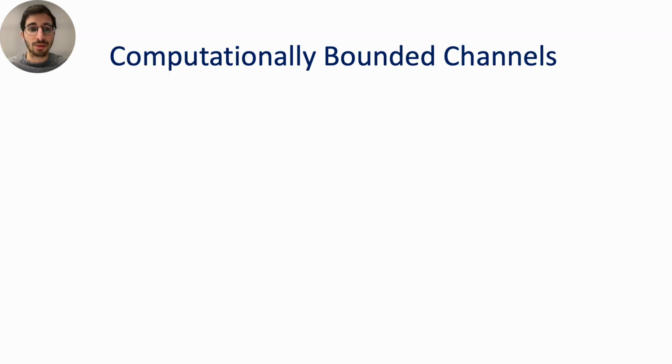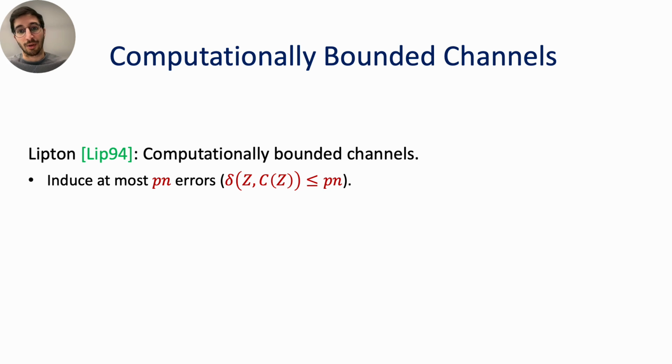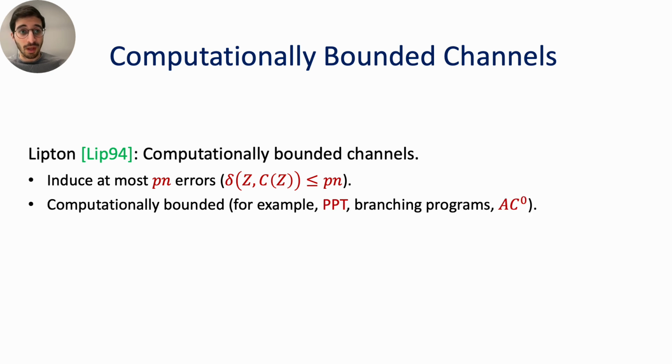However, it makes sense also to consider intermediate classes of channels, or a relaxation of the information theoretic adversary, and by this I mean computationally bounded channels. And in fact, Lipton himself already considered such channels that have two limitations. The first is that they are going to induce at most pN errors, and that is to say they are a subset of the usual Hamming channels. And the second is that they are drawn from some computationally bounded class. Right? So for example, think of PPT adversaries, branching programs, AC0, etc.